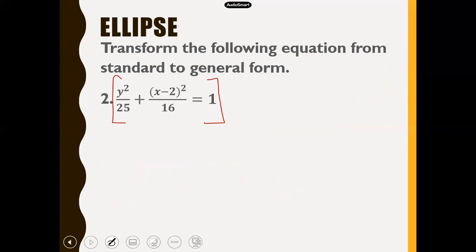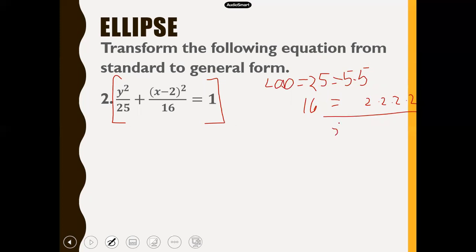So kunin natin ang LCD. So ang LCD will be of 25 and you also have 16. So kunin natin yung factors ng 25, 5 times 5, and you also have yung factors ng 16, which is 2 times 2 times 2 times 2. So bring down natin all the terms. So may 5 times 5 times 2 times 2 times 2 times 2. Multiply natin lahat. Therefore, yung LCD nito is 400. So, LCD is 400. Divide natin sa denominator.